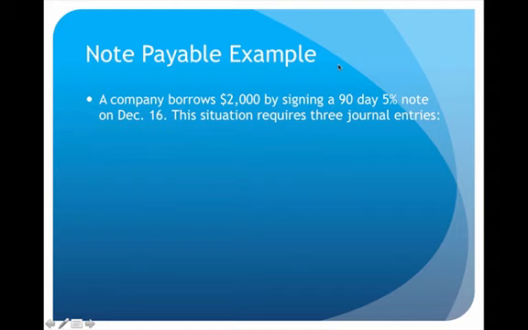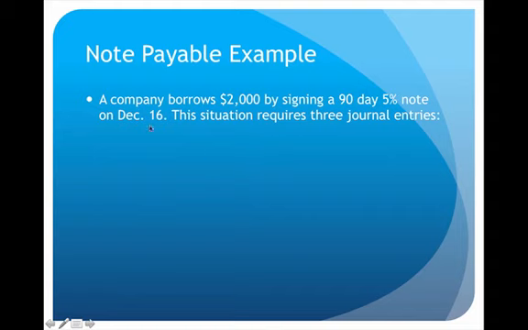So in this case, we're going to borrow $2,000. Now remember, when we talked about notes in the past, we were talking about notes receivable, and we were the company lending the money. Well, now the tables have turned. Now we're looking at it from the other point of view of borrowing the money. So we're going to borrow $2,000 by signing a 90-day 5% note, and this is occurring on December the 16th.